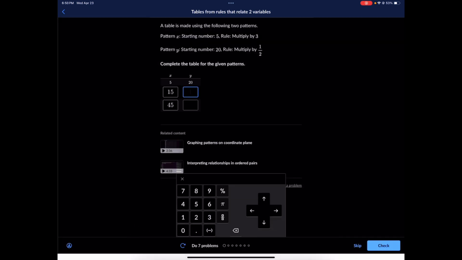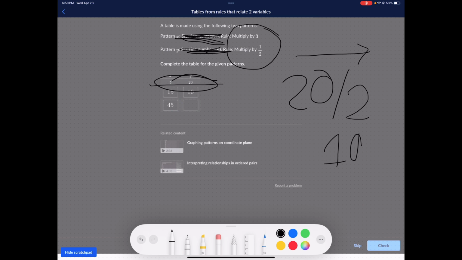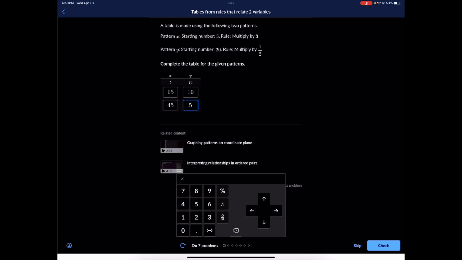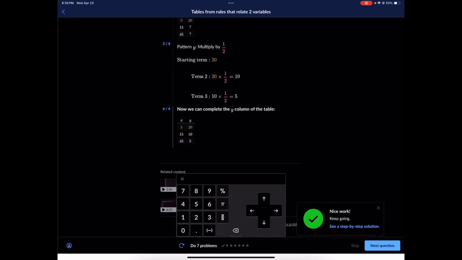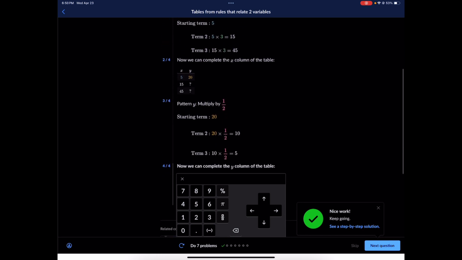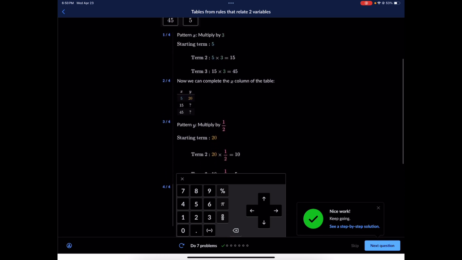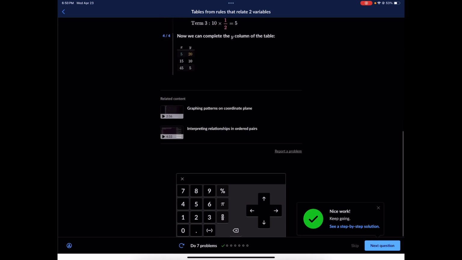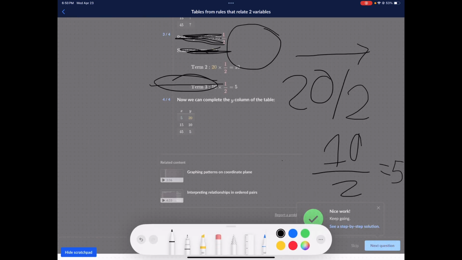Okay, and then now using the same rule, what do we do here? We divide by 2. Good. And now, what's our answer? 5. Very good. So this should be our table. So let's look at our solution. And yes, we could have multiplied, but we can divide by reciprocals as well. Each one will work perfectly fine. Okay, so if you got that right, good job. If you didn't, here's the videos.